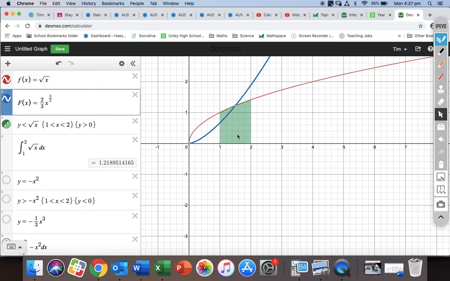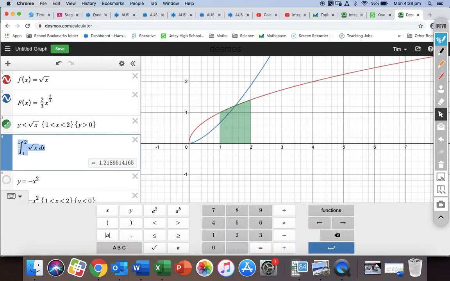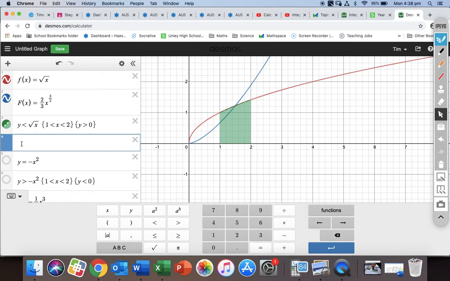Okay? So we could check it with technology. The book says you can check with technology, and that's what I did here. I might actually retype this, so to show you how to do it.